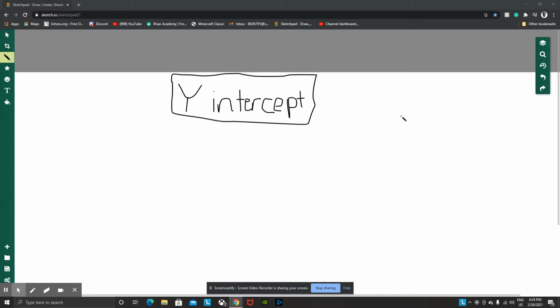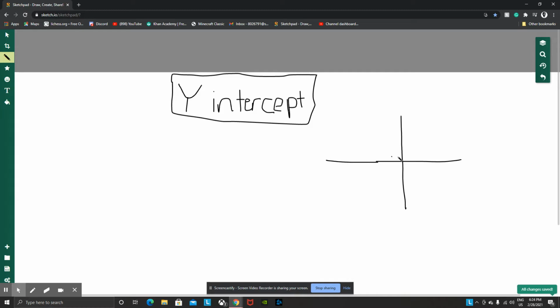So let's draw a coordinate graph. We know a coordinate graph is somewhat like this. Let me make this a little longer. So this is obviously the y-axis. It's long, it goes from here to here, all the way there. And now we have the x-axis.